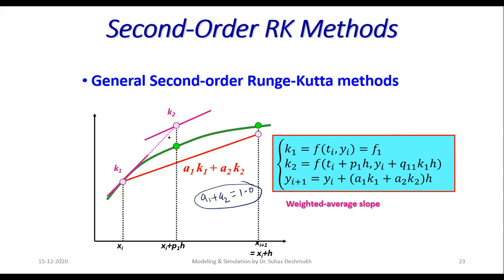If you had taken one single slope here, your result will be here. If I take another slope here, my result will be here. So this point is nearer to your actual or analytical result. And this gives a lesser error, as I am going to have an approach of RK, that is a weighted average slope. Okay. So here you can have multiple ways to get to this K1.